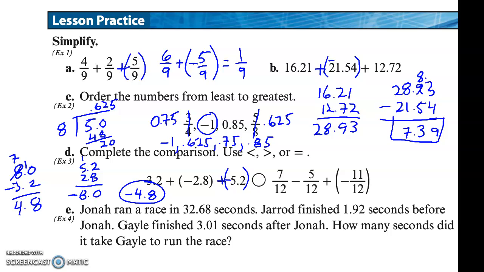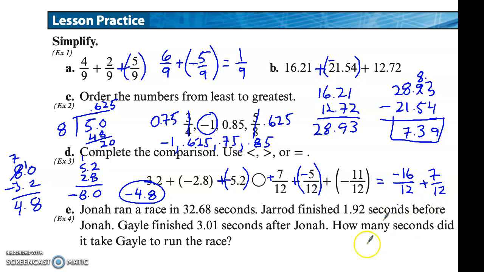Here I have all 12ths, which is good. I have a positive 7 12ths. I have a negative 5 12ths because I'm adding a negative 5 12ths. And I have a negative 11 12ths. Now I have two negative numbers. I'm going to combine them, and I'll do one final subtraction. So 5 and 11, 5 plus 11 is 16. So that's going to be negative 16 12ths. And then I have a positive 7 12ths.